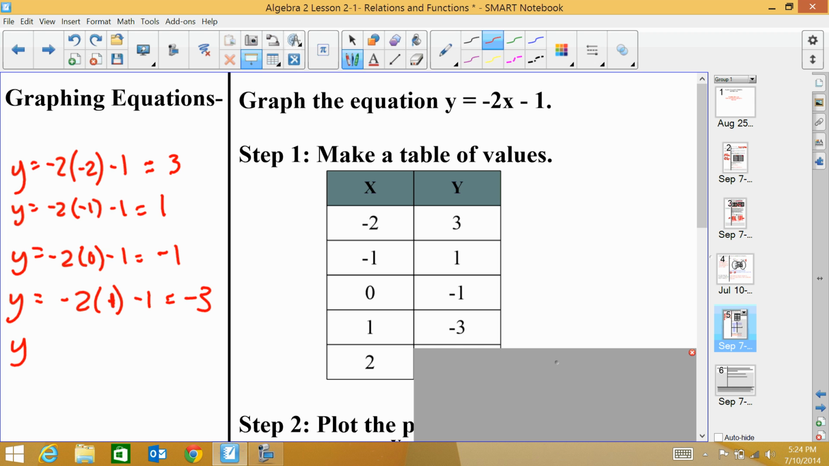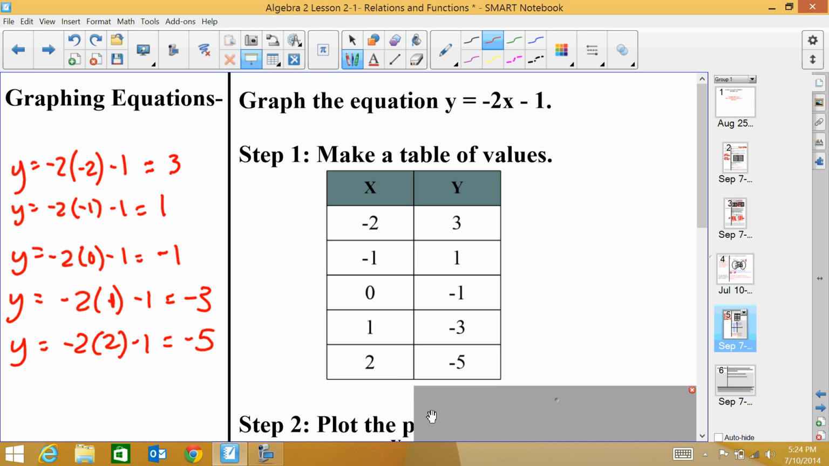Then I have y equals negative 2 times 2 minus 1. So I get negative 4 minus 1, which would be negative 5. Going down by 2's. Alright, so there's my ordered pairs. So I can just graph these and see what the graph looks like.